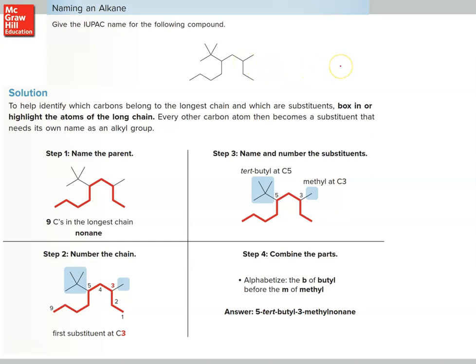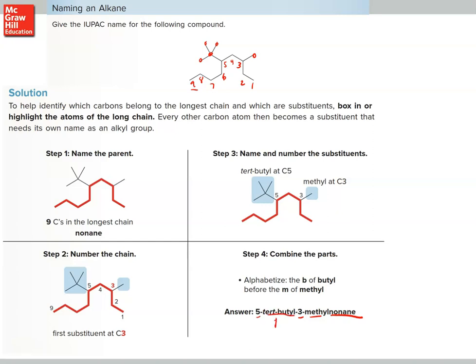And then we have to identify the substituent groups here. We have a methyl group on the right side. And then we have a butyl, but you'll notice it's a special, different type of butyl. It's going to be that tert-butyl. So we would name this. This is 1, 2, 3, 4, 5, 6, 7, 8, 9. And that means that's a nonane, our base group. And we have a 3-methyl group and a 5-tert-butyl group.